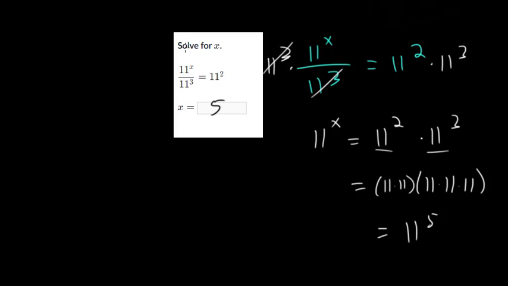But the other way to approach it is thinking about how you divide powers. So we have 11 to the x over 11 cubed. So we know in the bottom, we're going to have 3 of these.